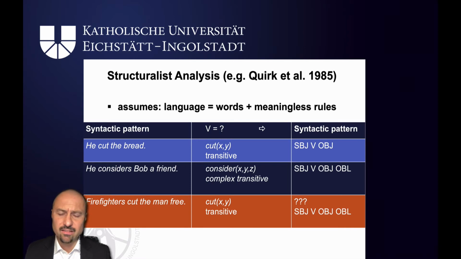Cut, as we said in the first example, is a transitive verb, so it should only go into the subject, verb, object pattern. But here we've got the subject, verb, object, oblique pattern that is normally associated with consider. Now, in any approach in which you assume that syntax can't change meaning, what you basically must assume is a lexicalist approach. You must take the transitive cut in the lexicon and turn it into a complex transitive one.